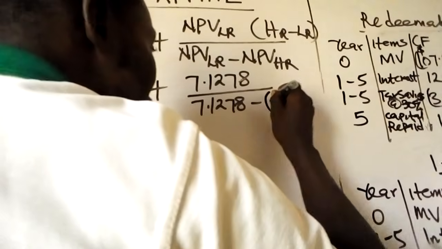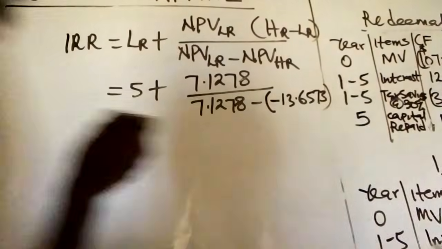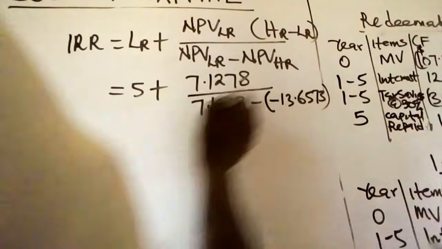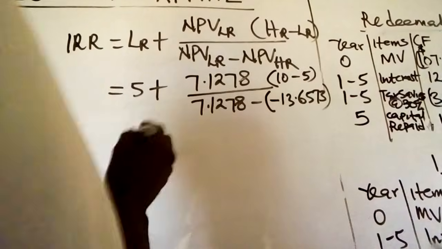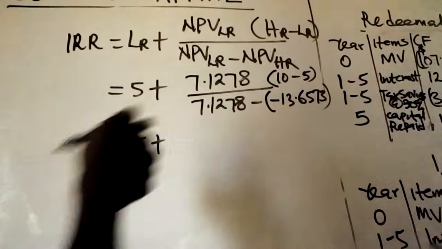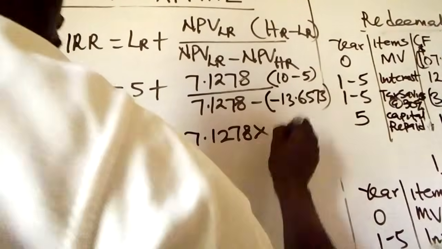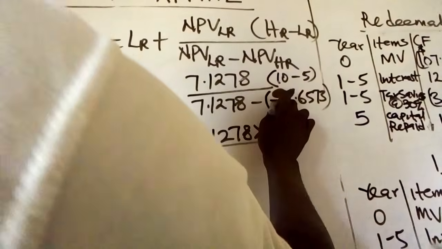If you have minus 13.6573. So we have to multiply by the higher rate, which is 10, and the lower rate is 5. So we have 5 plus 7.1278 multiplied by 10 minus 5, which will be 5, over the minus times minus will become plus.